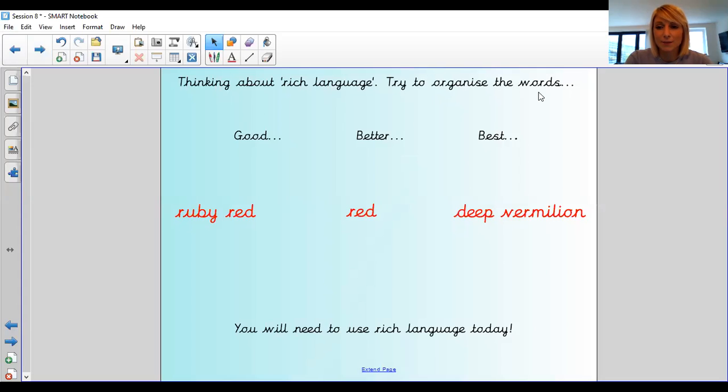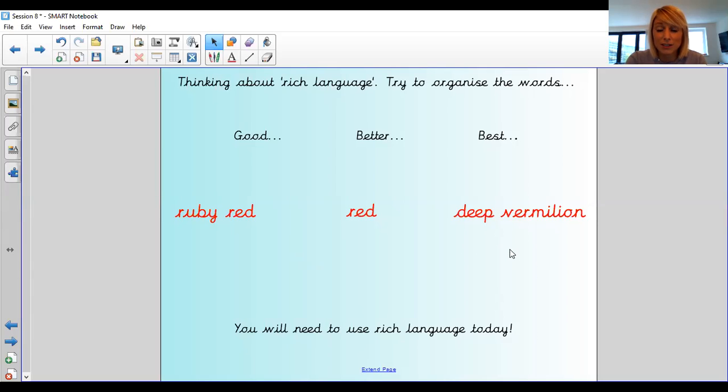Okay, to get us thinking this morning then, because we are going to be focusing on vocabulary again today. So we want to think about rich language. And now I've got three descriptions here. And I want you to see if you can organise these into which description is good, which do you think is better, and which do you think is the best one, okay? Now, we might have different ideas on this, and that's okay, and we'll discuss that in a minute.